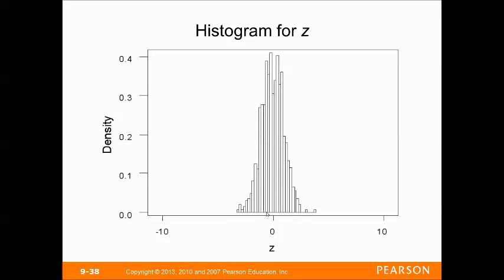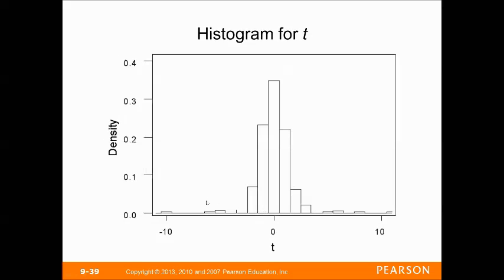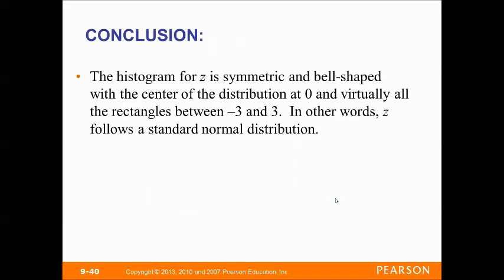If we look at those 1,000 random samples, we see a pretty nice bell-shaped curve for z that's pretty close in. However, if I look at the histogram for t, it's still moderately bell-shaped, but notice that there are more extreme values. We're not just stuck within -3 to +3 now. We can go a little bit further out with the t. So there's more area in the tails.